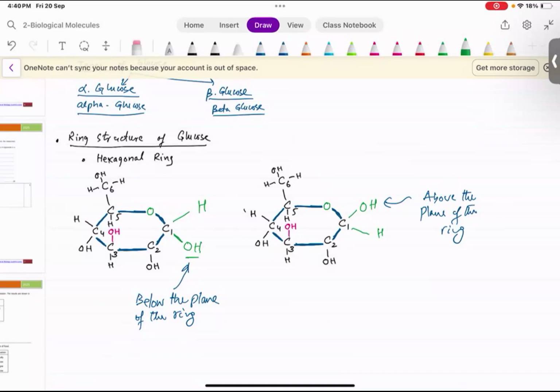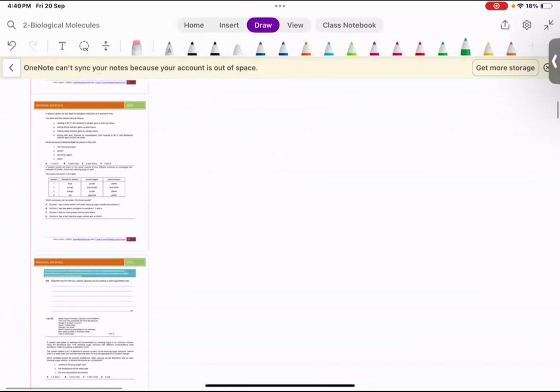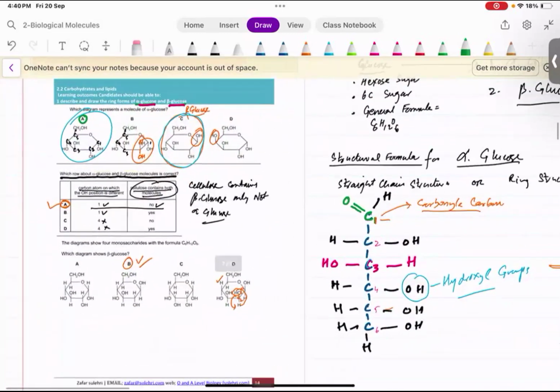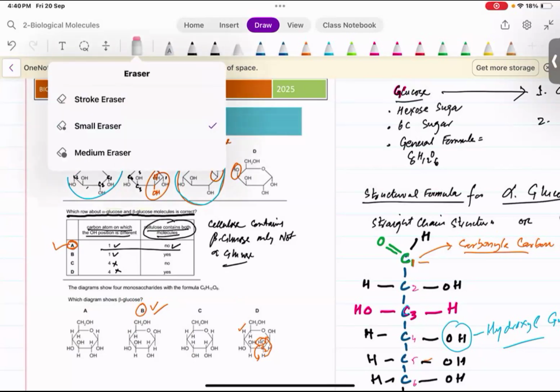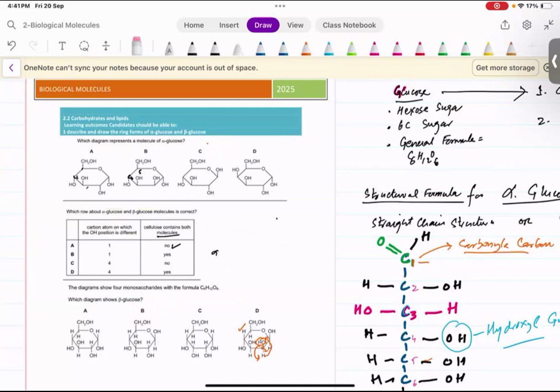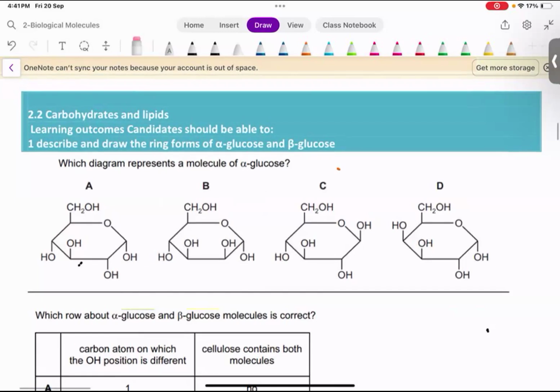So let's come to the structure of fructose later. See if you can do this question and identify what we have discussed here. So this is the question here. Can you do this question number 1? Which diagram represents a molecule of an alpha glucose? And tell me the reason as well.